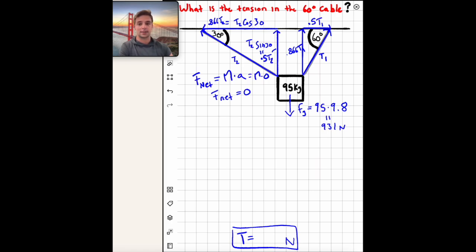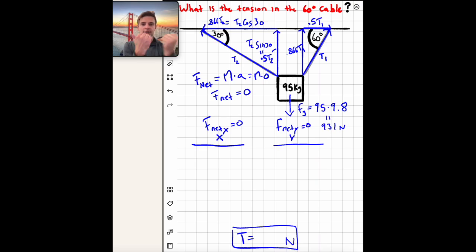Now, since the block is not moving in any way, it's not moving in the x direction, it's not moving in the y direction, then we know that the F net in the x direction, F net x, is 0, as well as F net y is 0. Okay? So we're now going to break down the analysis in the x direction and in the y direction separately. So let's start with the x direction.